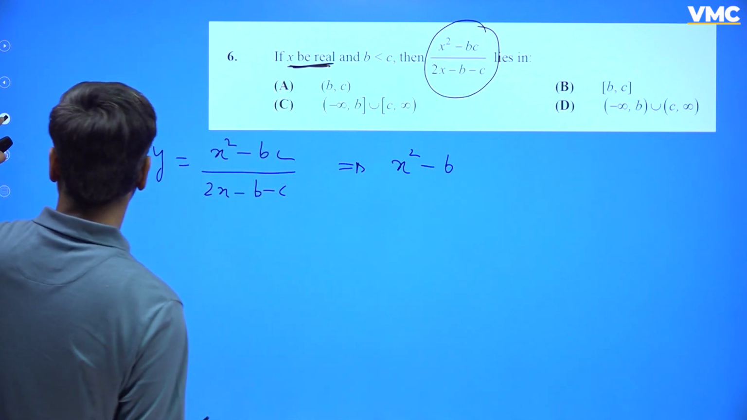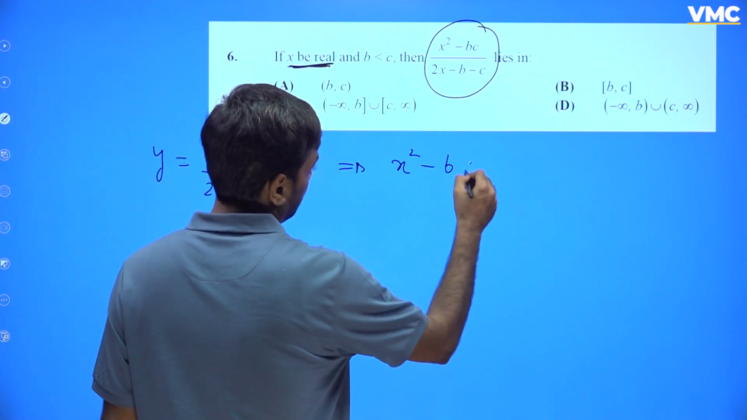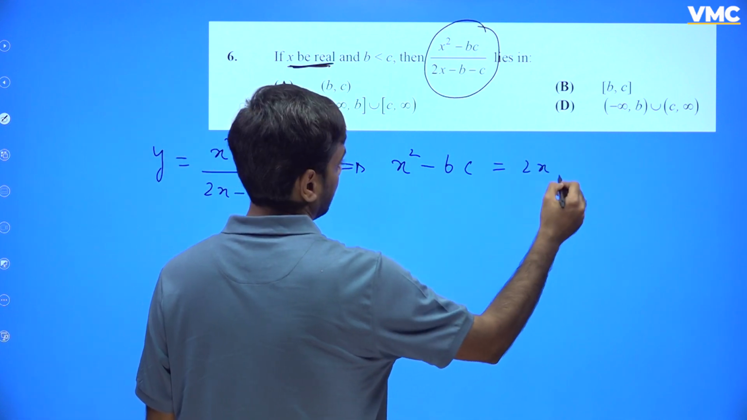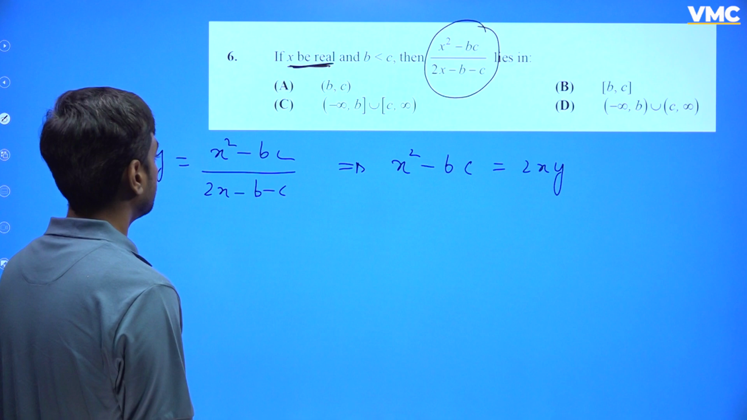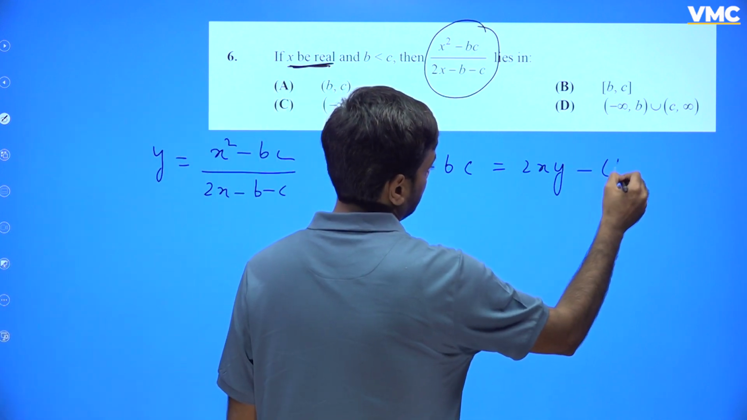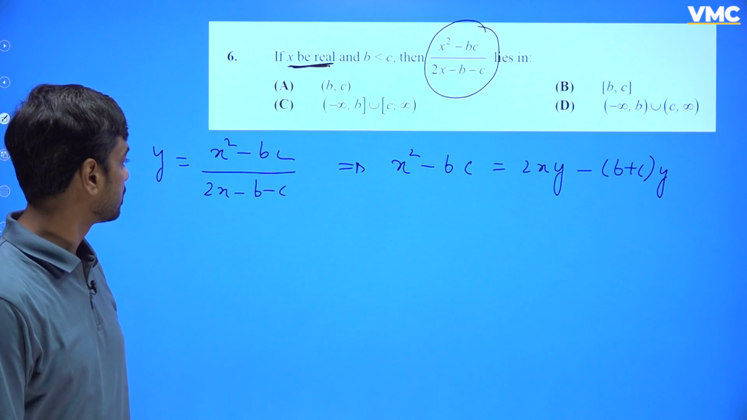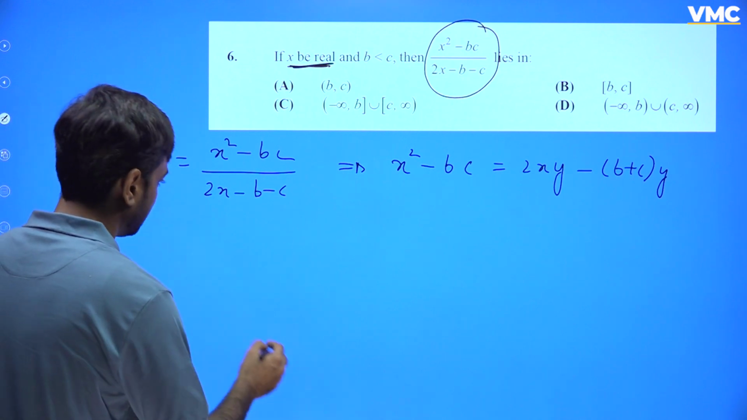So x square minus bc is equal to, first let me write all the terms, 2xy minus (b plus c) into y. So this is what we will get after cross multiplication. Now bring all at one side.